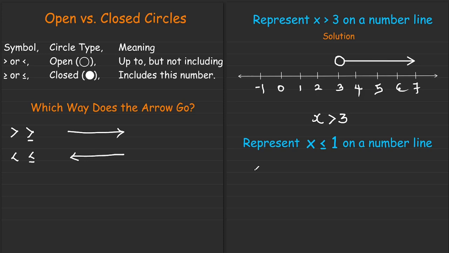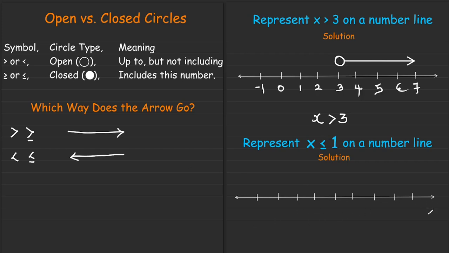So in this second one, we have: represent x is less than or equal to 1 on the number line. So I'm going to get my number line. And then I consider, we are talking of 1. Since it is 1, it simply means my circle is supposed to be on 1. But the question is, is it going to be a closed circle or an open one? It's going to be a closed one.